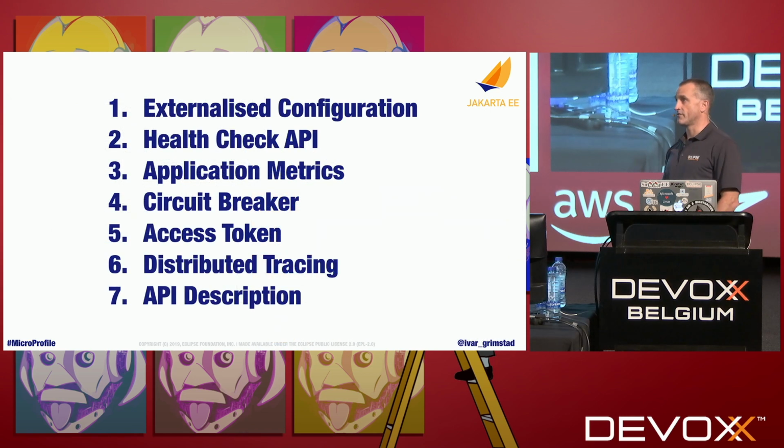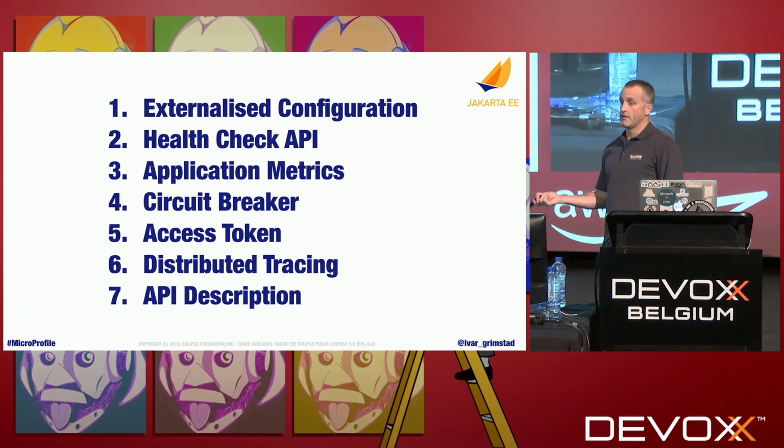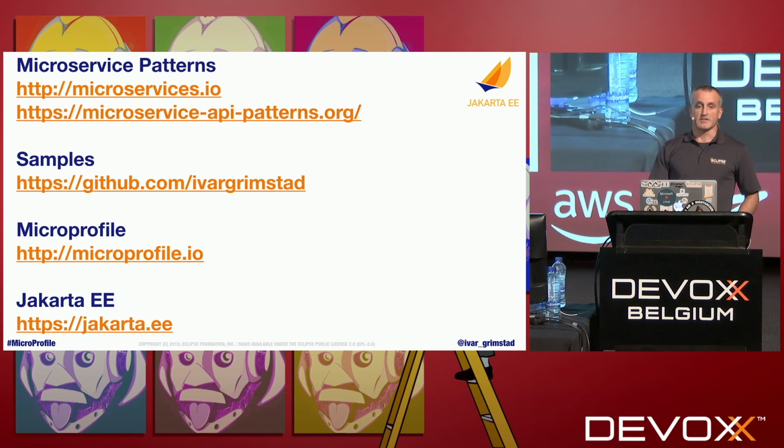The patterns I've gone through today are externalized configuration, health check API, application metrics, circuit breaker, access token, distributed tracing, and API description. More information about these patterns is on microservices.io or microservice-api-patterns.org. The samples I've been showing today are on my GitHub up there. And microprofile.io is the site for MicroProfile. Jakarta EE is the site for Jakarta. And that was what I had for today.